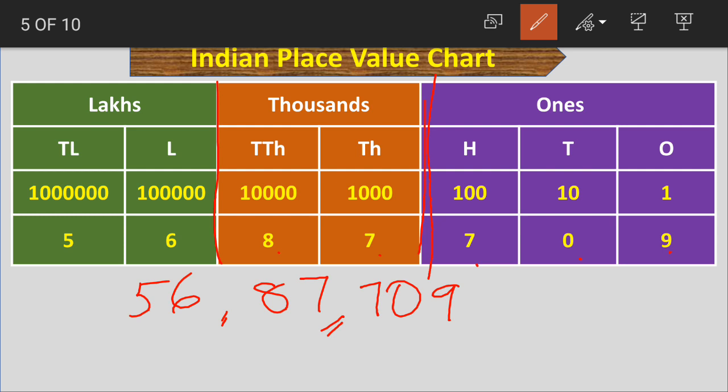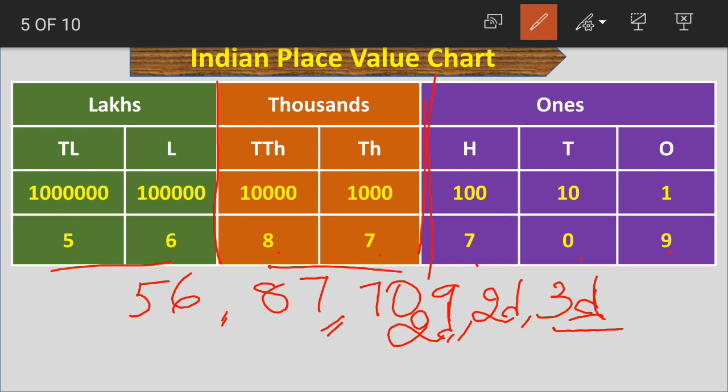How do we put commas in Indian system? We put the first comma after 3 digits. Right, children? We put the first comma after 3 digits, and the next commas after what? After every 2 digits. Right, children? First comma after the 3 digits, and then the next commas after every 2 digits.